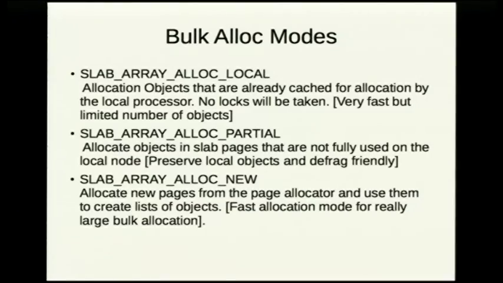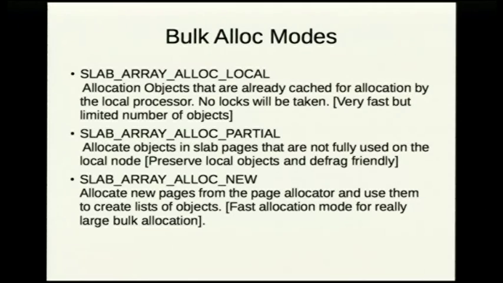function call. So if you say slab array alloc local, then the idea is, okay, we want to just extract all the CPU local objects because we want maximum performance. We don't want to take any locks. So the bulk alloc will give you everything that's available there, and if there's not enough available, it will not give you any more objects. So that could probably be used for the fast path, where you need the maximum objects in the fastest way possible.